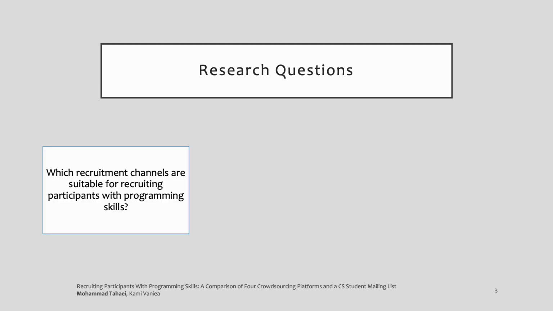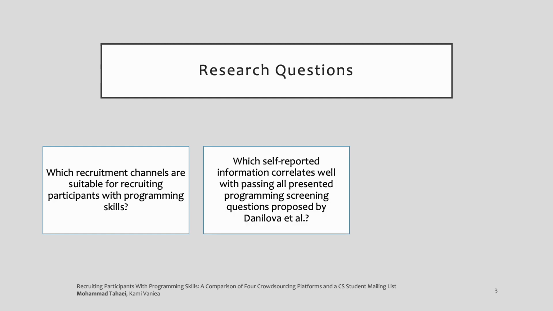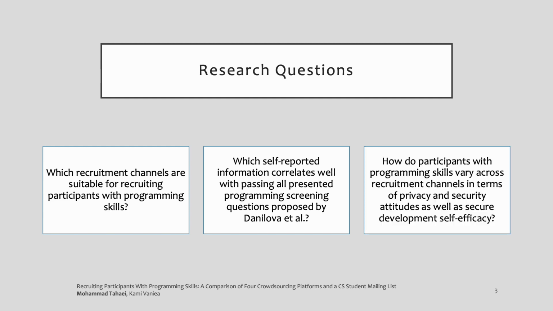Our research questions covered three main areas. First, we wanted to understand which recruitment channel amongst the ones that we picked is the most suitable for recruiting participants with programming skills. Second, we wanted to know whether it is possible to use self-reported demographics or programming experiences as a way to screen participants. And lastly, we wanted to understand how different recruitment channels compare regarding security and privacy attitudes and secure software development self-efficacy. We added the last question because one of the difficulties we had in our own research was finding participants for usable security and privacy research directed at software developers, often reported as a challenge by other fellow researchers.